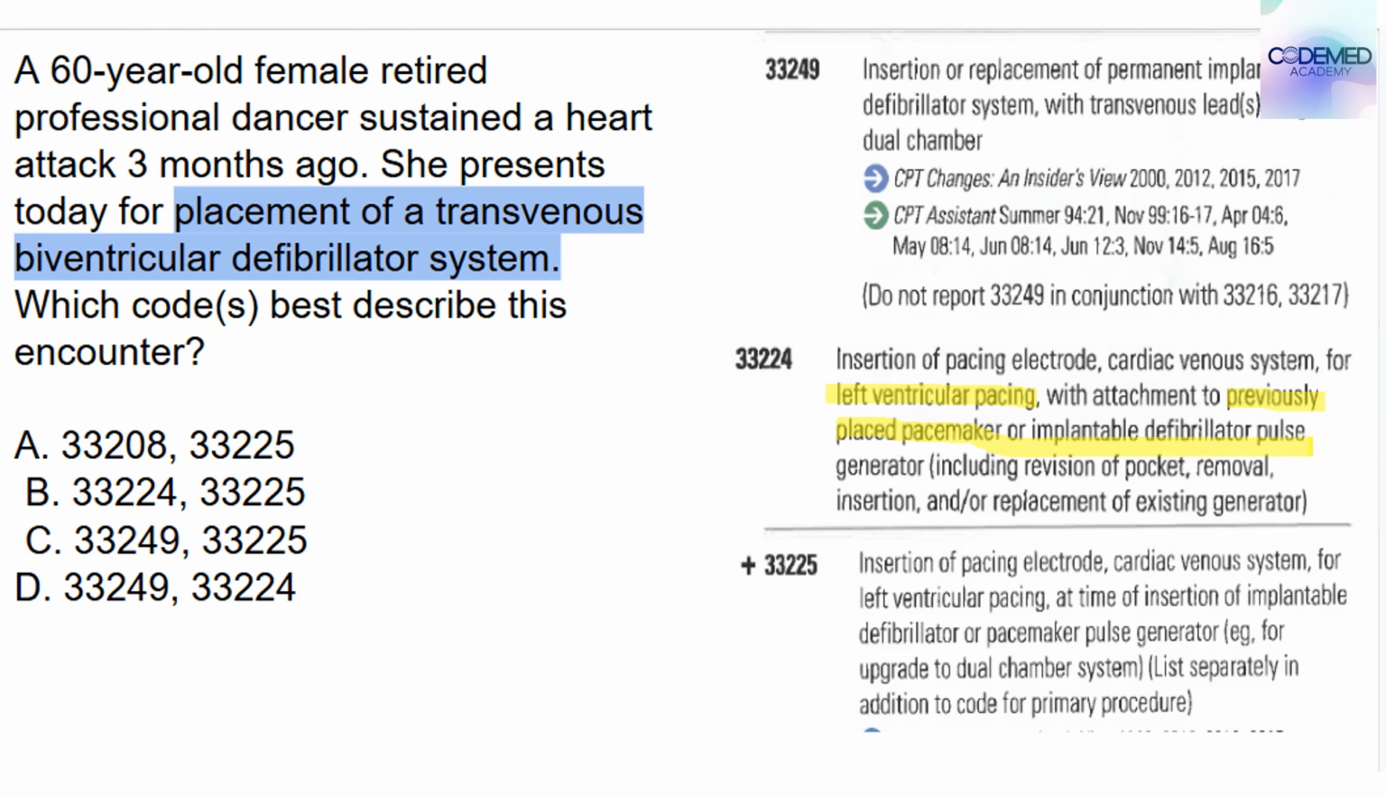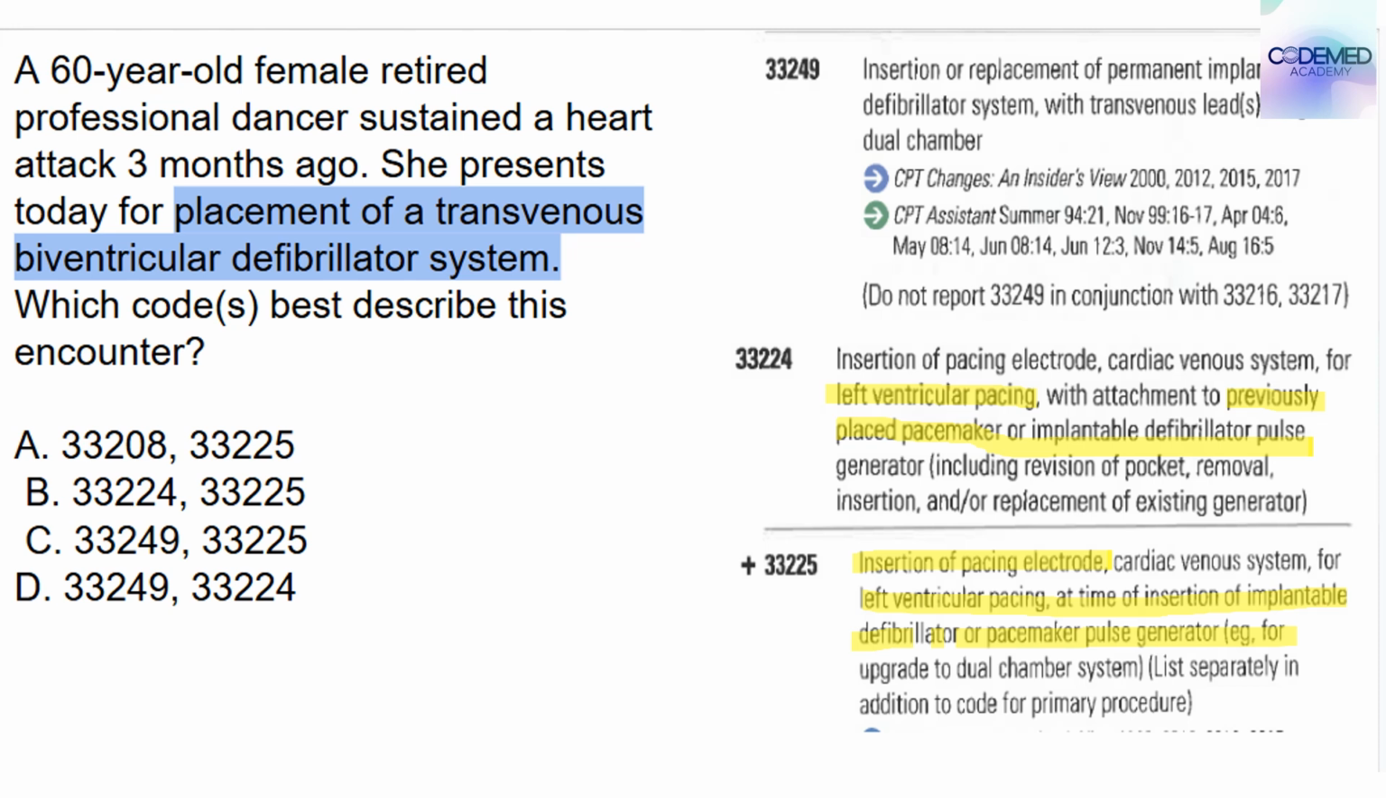So I use this whenever I am introducing a left ventricular lead into an already existing system. And 33225 is the insertion of a pacing electrode, cardiac venous system, for left ventricular pacing, at the time of insertion of the implantable defibrillator. So I will use 33225 when I am introducing the left ventricular lead along with the new system, because the conventional system is only for one lead and two leads. Okay, so remember that. This is an add-on code. Okay, so enough clues we have.